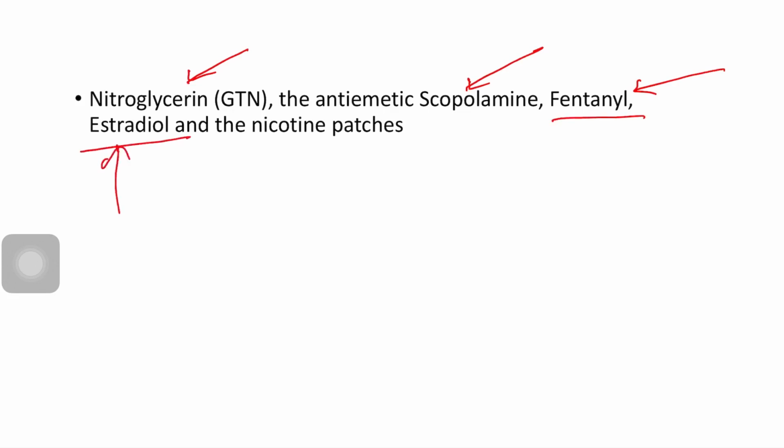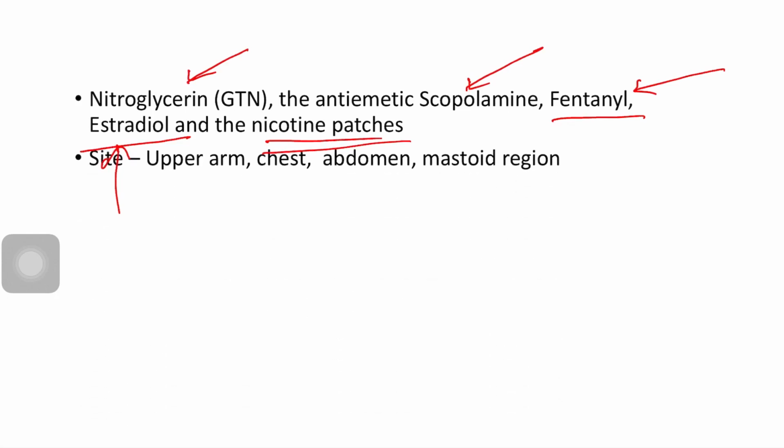Estradiol is one drug that is part of hormone therapy. To give the hormone and maintain its level in the blood, they apply the estradiol patch. And nicotine patches, we already know, are for patients who need to withdraw from cigarette smoking or want to stop smoking gradually. For that, the formulation is the patch, and so nicotine remains in their body for a little bit longer time.